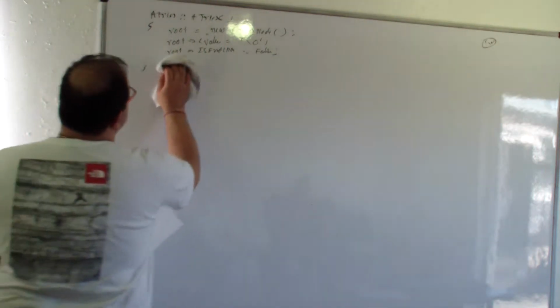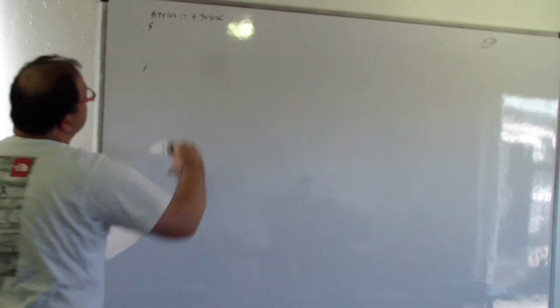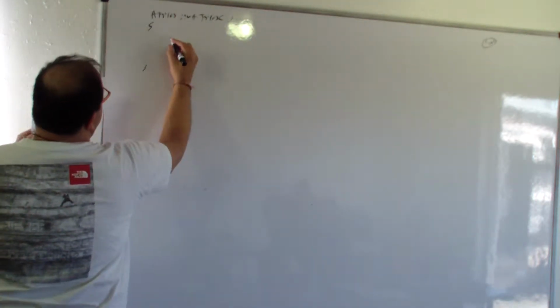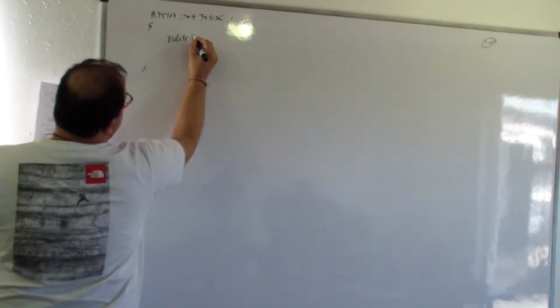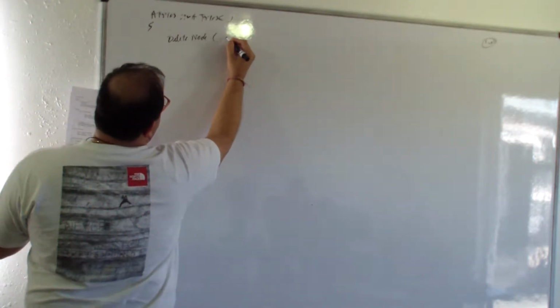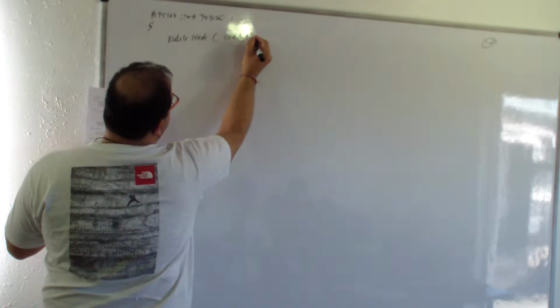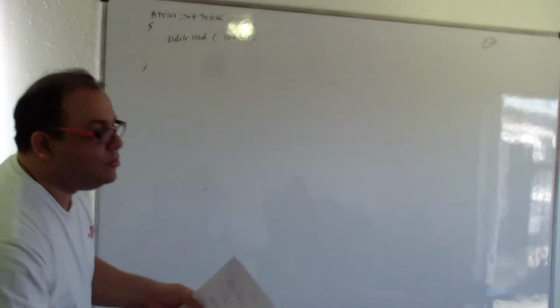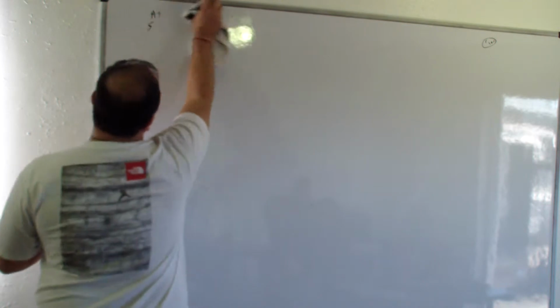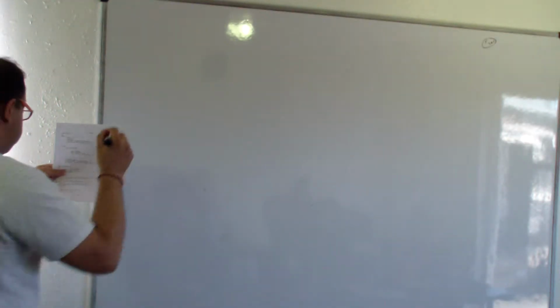So the destructor would be, I will call delete node and root. So the root will be deleted. I won't write the delete. The destructor will, let's forget about the delete node right now. Start with the add a string.